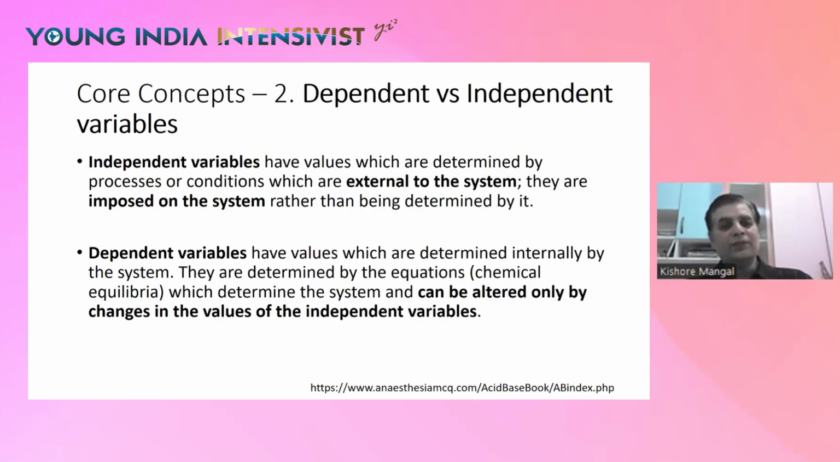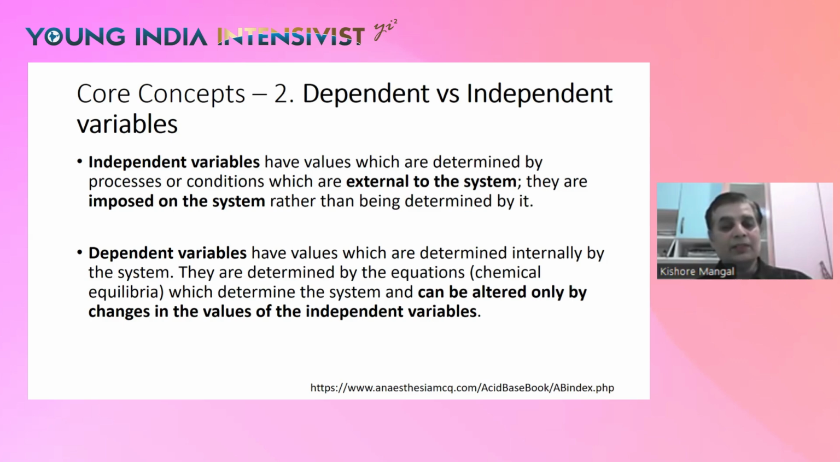So what is the definition of independent variables? Independent variables are values or measurements which are determined by processes or conditions external to the system or the fluid. That is, the changes happening in the independent variables are imposed on the system rather than being determined by it. So local pathology or local changes in the fluid will not be able to change this independent variable. And dependent variables are variables which are determined internally by the system.